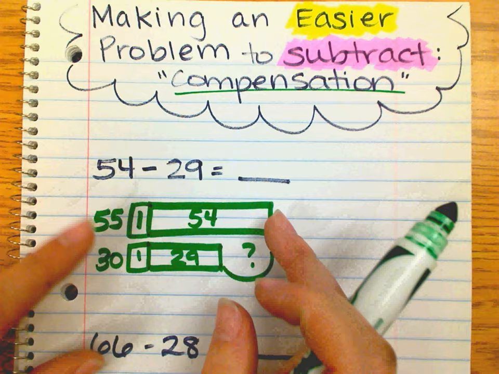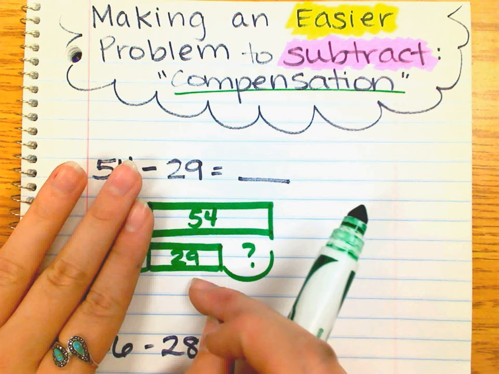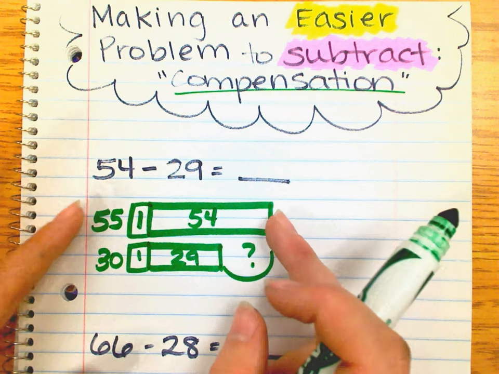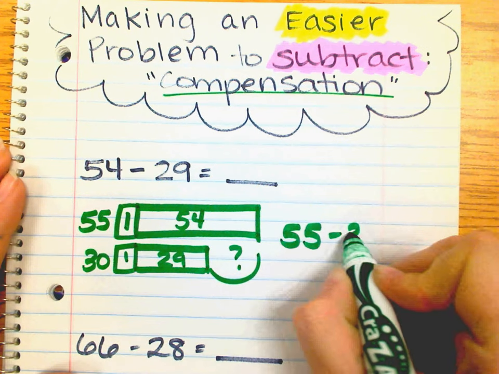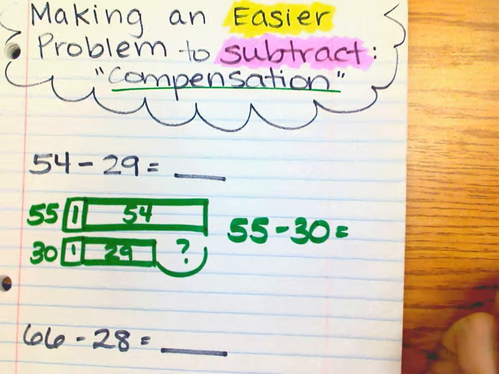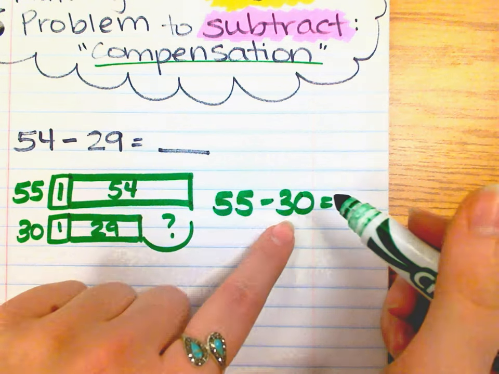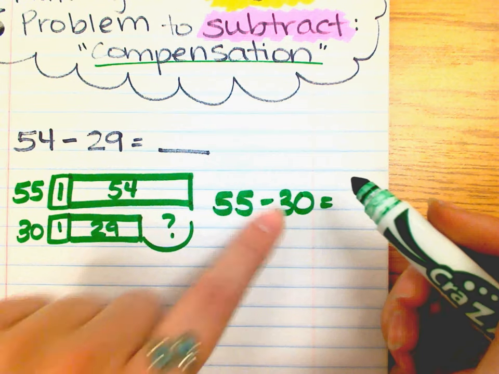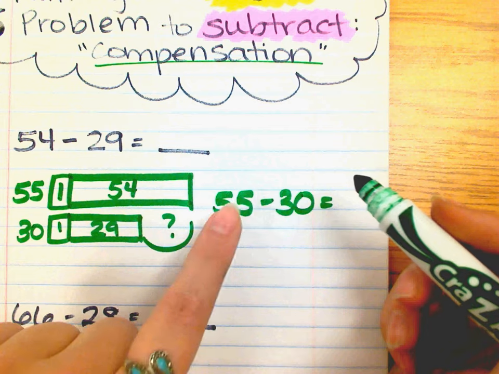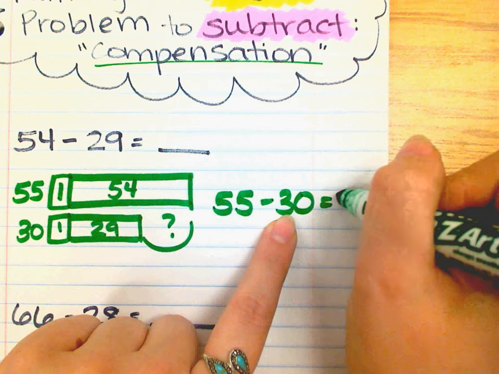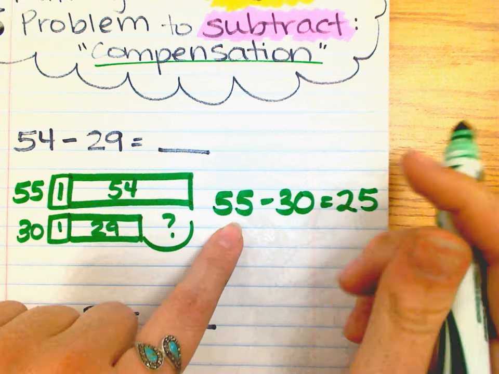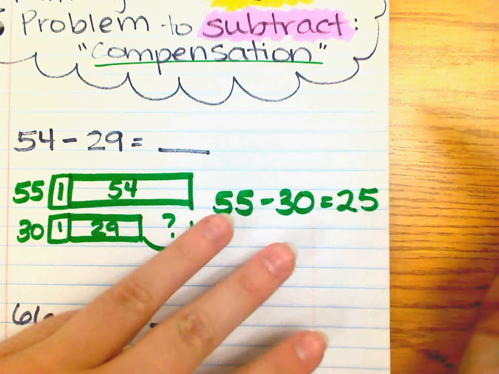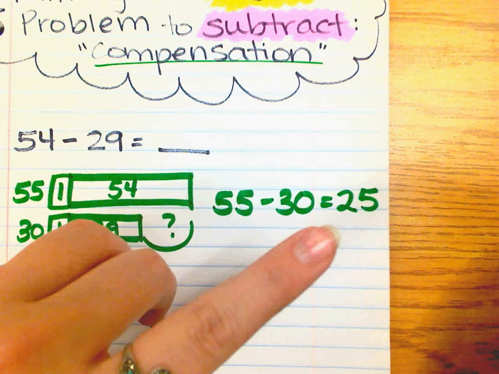So now instead of 54 minus 29, we have an easier problem: 55 minus 30. And this is a problem that our kiddos can solve in their heads. They can mentally subtract 3 tens from these 5 tens. They know 5 tens minus 3 tens is 2 tens, and then we have 5 ones that we did not subtract. They start with 55 and take away 3 tens: 45, 35, 25.